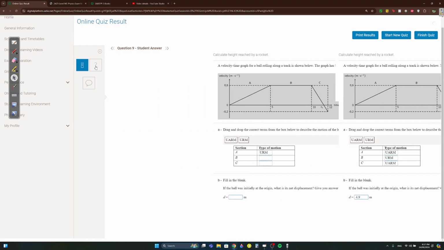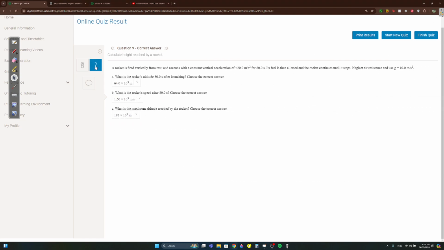Question 9. A rocket is fired vertically from rest. So U equals 0, since from rest, and ascends with acceleration of 20 meters per second squared for 80 seconds. Time equals 80 seconds. Its fuel is then used up, and then the rocket continues until it stops. G equals 10 meters per second squared.